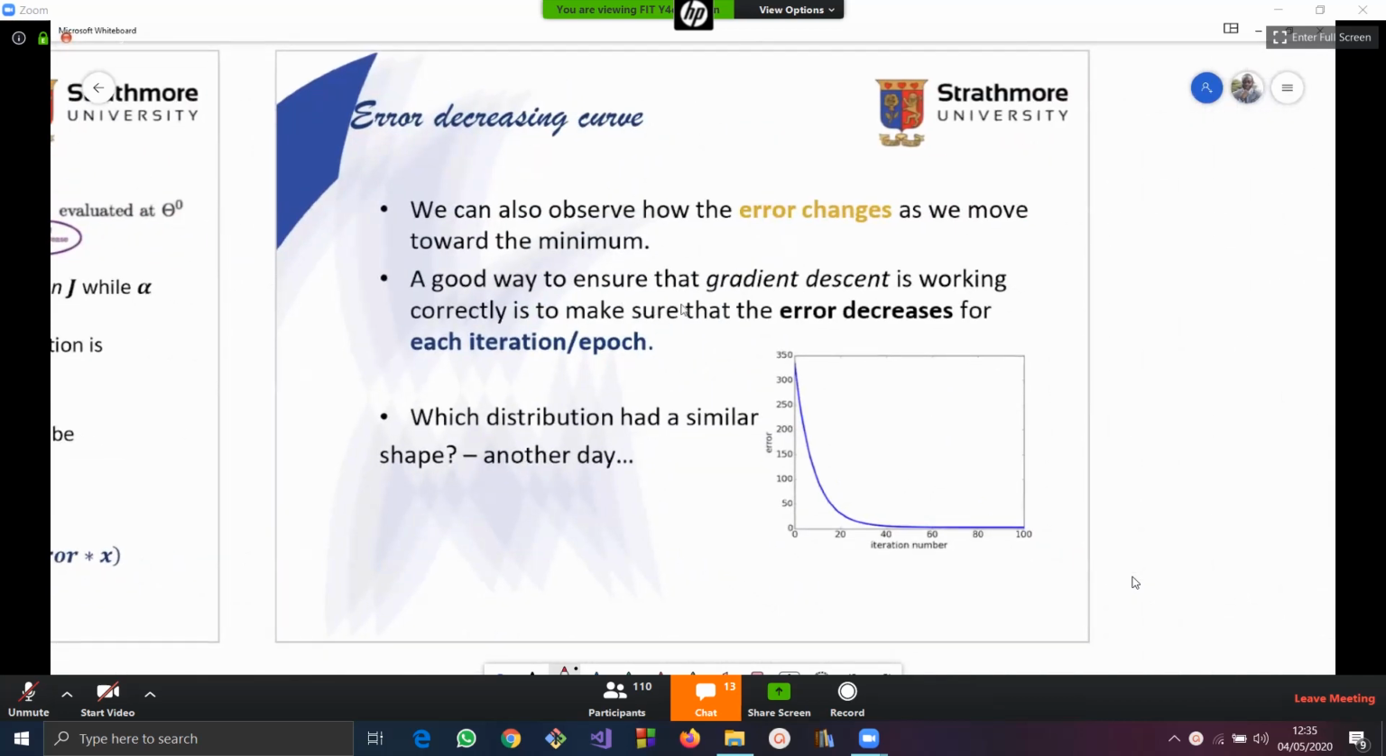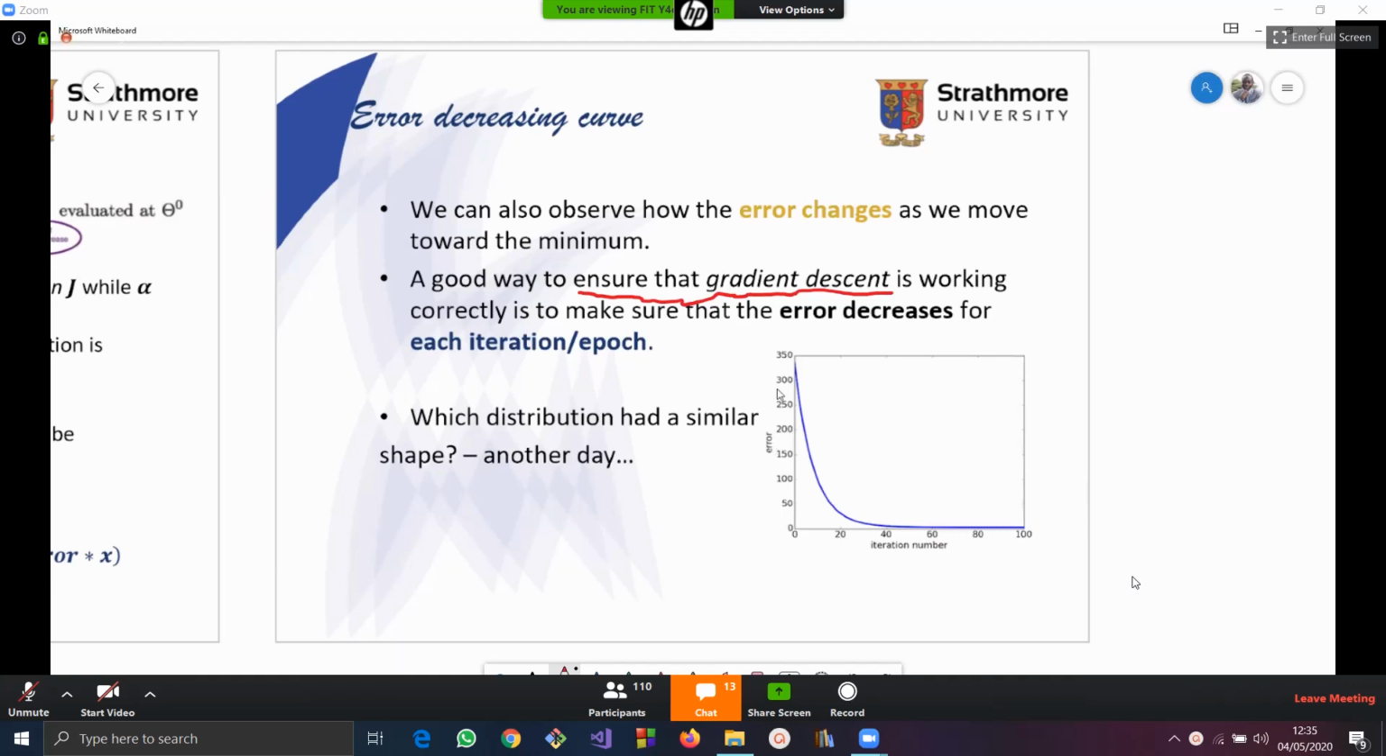So number one, we want to ensure that in every iteration, the error is being reduced. Gradient descent is hitting the minimums, okay? So in order to see this, we are going to plot the error curve, okay, like this.